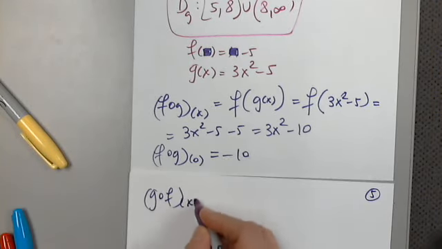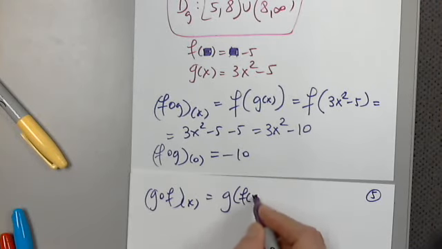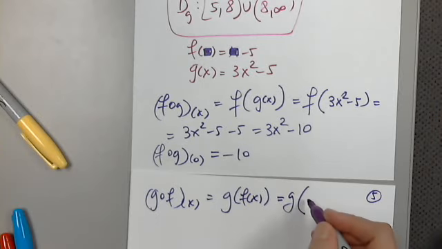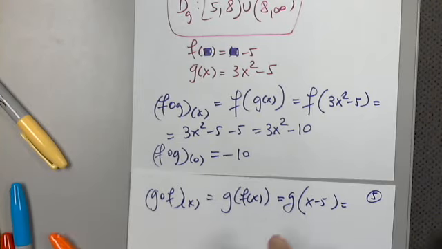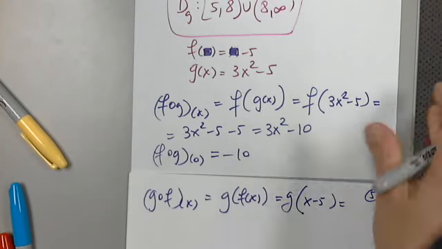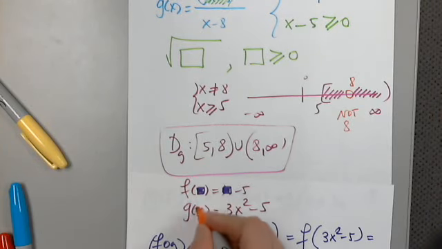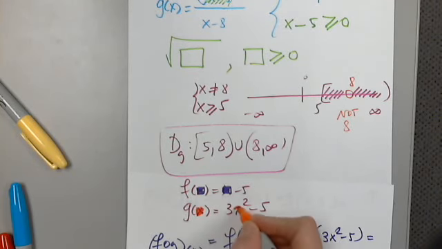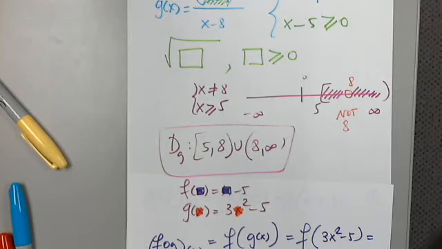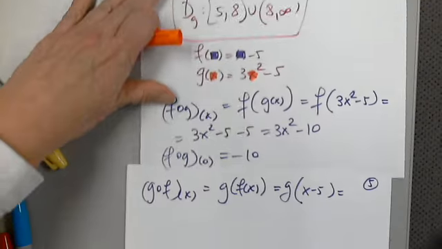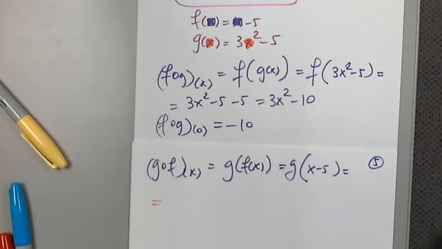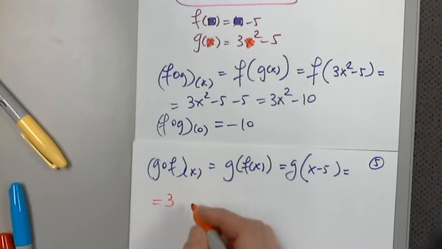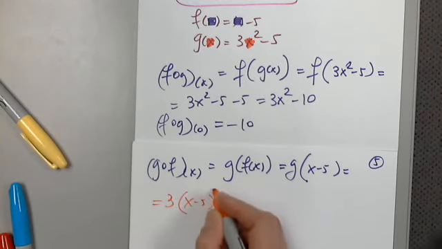G of f of x. So this is g of, perfect. Now let's stop for a moment and see what g is asking us to do. G says this. This is what g wants. 3 times whatever squared minus 5. So what do I write? Yes. Yes. Yes.